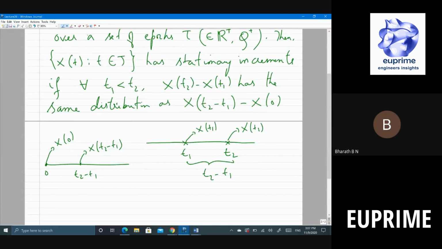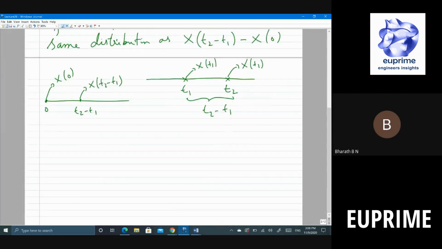So here, see, x of t2 minus t1 minus x of 0. You can think of it as the number of arrivals in an interval of t2 minus t1 width. The arrivals are random, so the distribution will be the same irrespective of where you look at that interval. Whether you look at a 30-minute window this evening, this morning, or day after tomorrow, it doesn't matter. The distribution remains the same. It will be Poisson with rate lambda times 30 minutes. Is that fine?